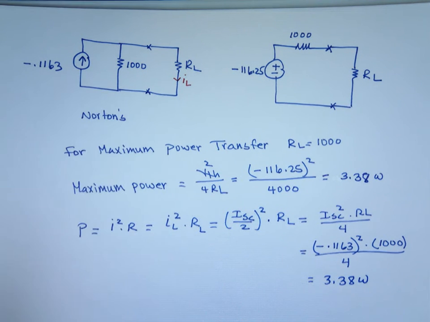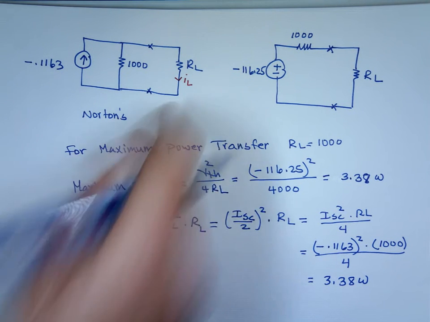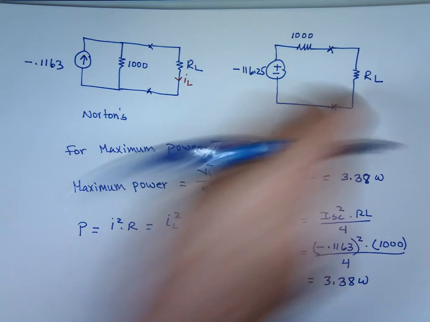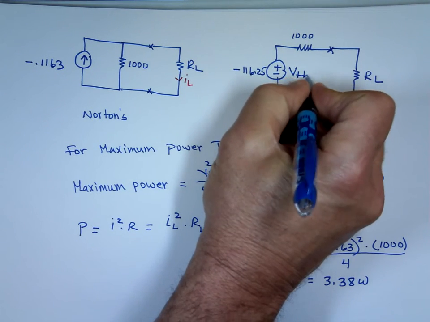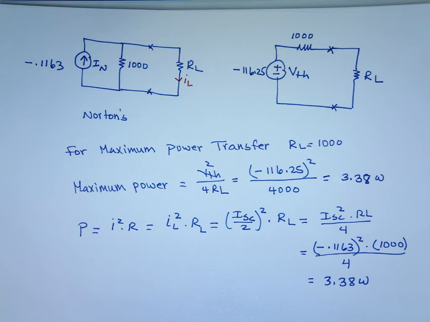So you always divide by 2, since the resistors are equal, it's going to split in half. Same thing right here. This is V Thevenin. This is I Norton, or I short circuit. It's showing you two different ways to calculate the power.